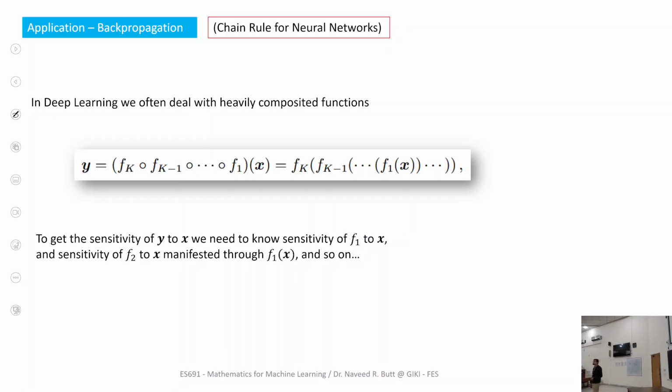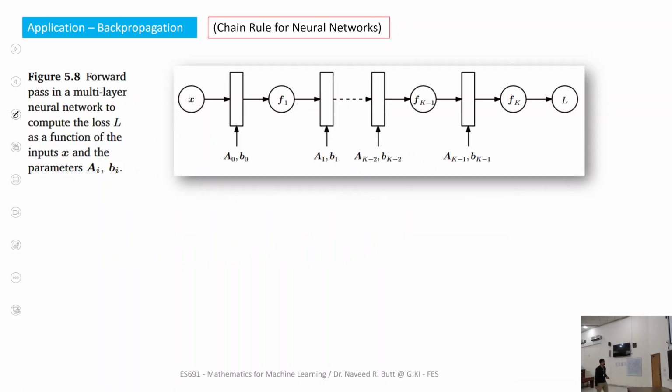Back propagation is also a very important application of vector calculus that we heavily use in deep learning. We are dealing with heavily composited functions, right? So we actually want to know the sensitivity of y to x, but x here is the parameters. To do that we need to know the sensitivity of f1 to x, and then the sensitivity of f2 to x as manifested through f1 x and so on. Luckily we have the chain rule, so we can expand that.